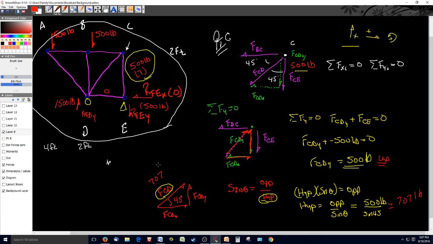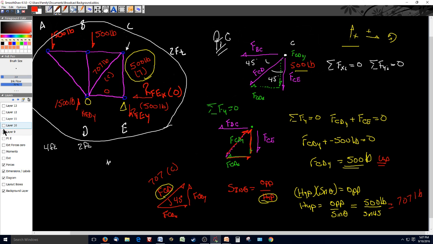This would be in compression because it's pushing against the point. So I'll come up and label my overall diagram. Not 7,007, but 707. And that is in compression. Super. So we're almost done with E. Got a little bit more work to go.